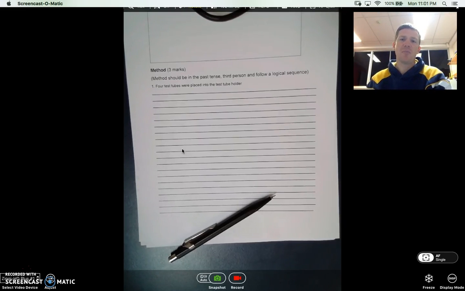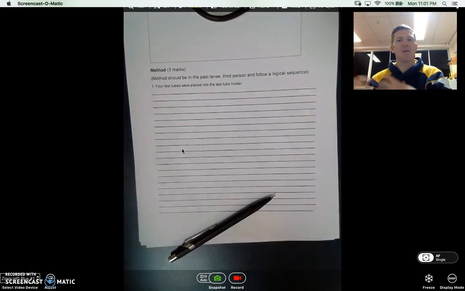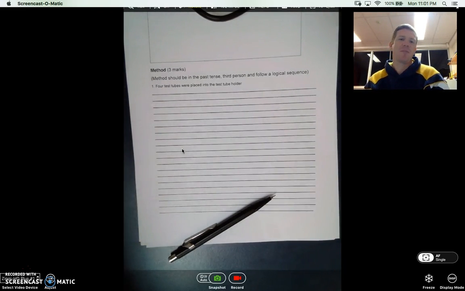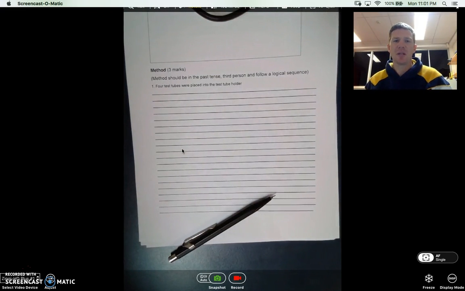Your third person. Okay, it was done. You don't talk about I, we, me, or our. It was done. The beaker was picked up. The test tube was put in the rack. Okay, and it needs to follow a logical sequence in numerical order. Okay, so just like baking a cake, the order is important.